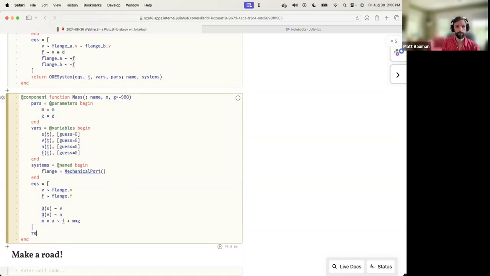Oh, whoops, I need to do that final return. And again, because it's such a standardized system, I can just copy and paste. Once you start seeing these things over and over again, it becomes very easy to start reading them and understanding what's going on here. So that's our mass.